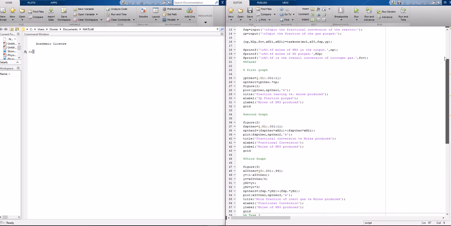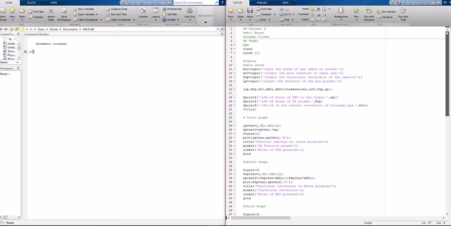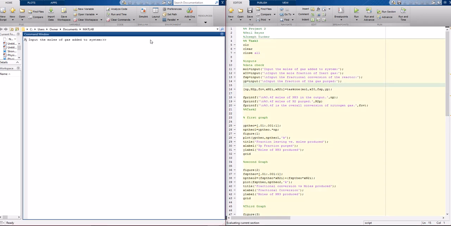Alright, so we're just going to take some theoreticals here. Input the moles of gas added to the system. So you're going to add 4 moles of gas to the system. Input the mole fraction of inert gas. So the mole fraction will be 0.33 for this problem. Input the fractional conversion of the reactor. Let's say the reactor converts 90% per pass. Input the fraction of gas purged. Say we're going to purge 50% of the gas.